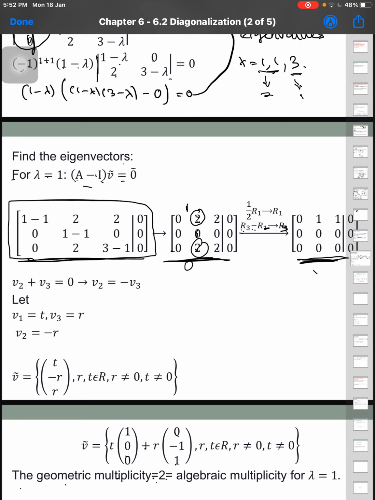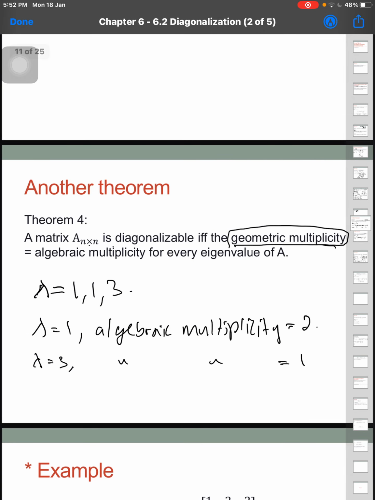Okay, and then this one is for the V1, V2 and V3. Yang ni tak payah nak jadikan kosong lah sebab bawah dia ni tak ada leading 1. So leading 1 only here. For the second row and third row, there is no leading 1. Therefore the leading 1 here is for V2. So V1 and V3 are free variables. From row 1, we have 1 V2 plus 1 V3, so V2 plus V3 equal to 0.